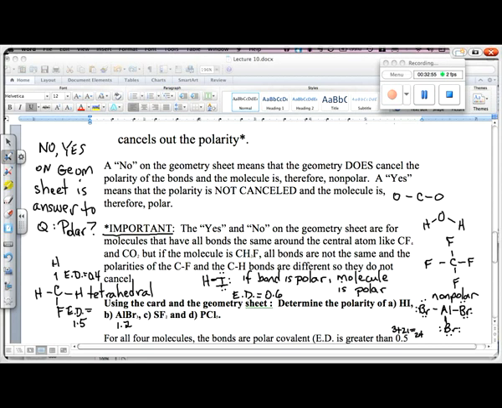All right? So, Lewis dot structure first. Look at the electronegativity difference of the bonds. And if it's polar, you're going to need to look at the geometry sheet to see whether or not those polar bonds cancel out. All right?